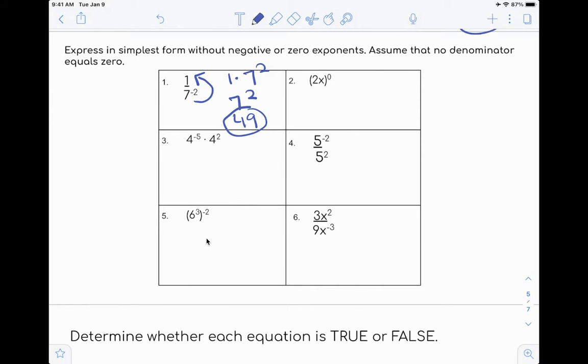In example 2, the entire parentheses is being raised to the 0 power, and that equals 1. In example 3, I'm going to use the product property. When bases are the same and we're multiplying, we add the exponents. So this is 4 to the negative 5 plus 2, which is equal to 4 to the negative 3rd power.